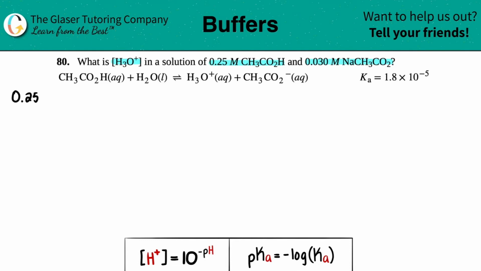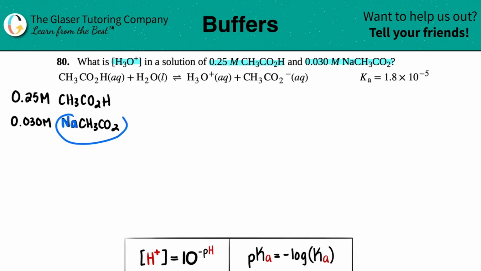So we have 0.25 molarity of CH3CO2H, and then we have a concentration of 0.030 molarity of NaCH3CO2. Now the first thing is to notice that since I have a metal here, Na, this is classified as a salt.